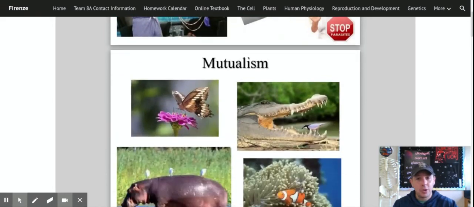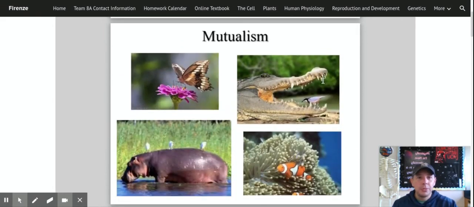Now we also have something called mutualism. Mutualism is when two organisms are helping each other out in a mutual way. We are mutually agreeing to help each other. Okay, so now this looks scary over here.